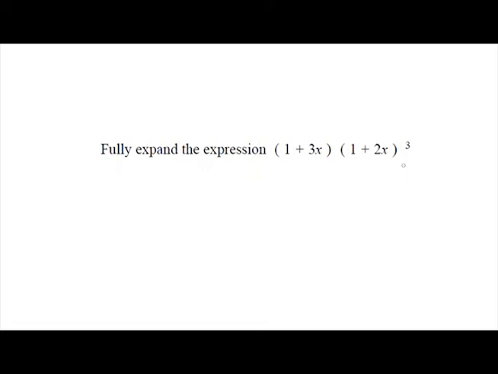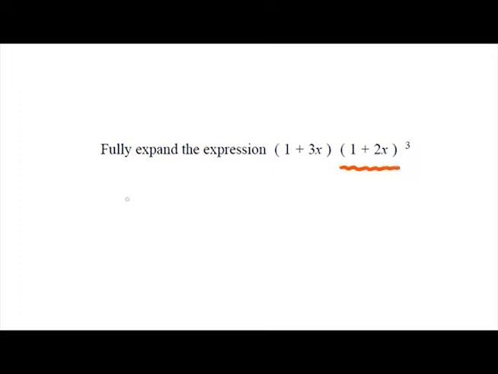So today we're going to be expanding the expression, the quantity 1 plus 3x times the quantity 1 plus 2x to the third power. So we have to do this in two parts. We start with the second binomial that we see that's raised to the third power. To do this, we're going to be using the binomial theorem.